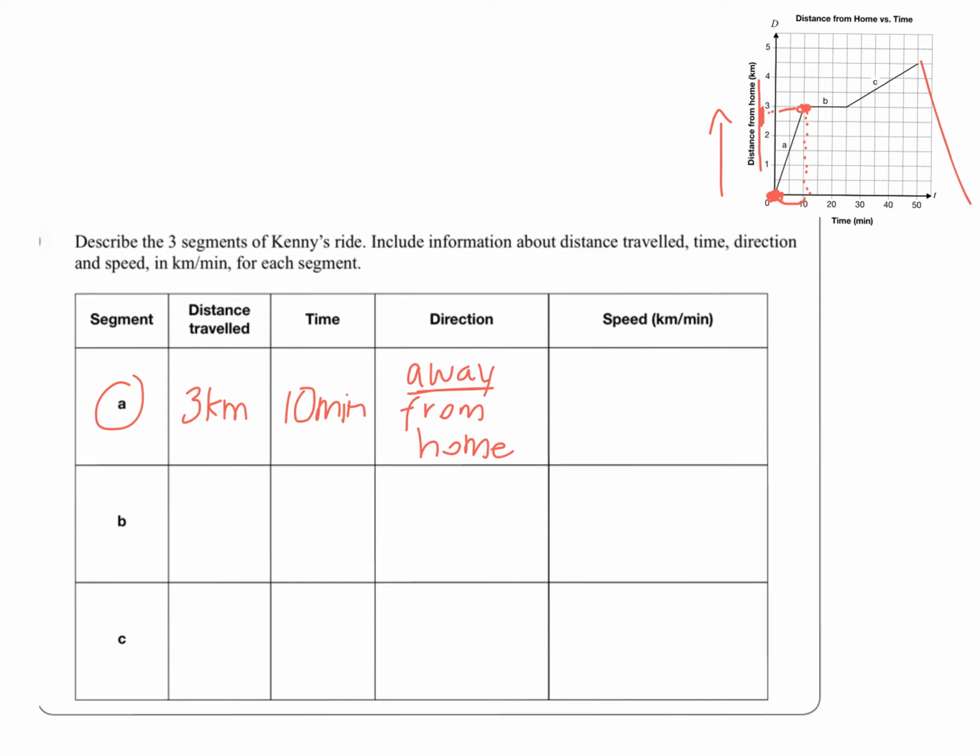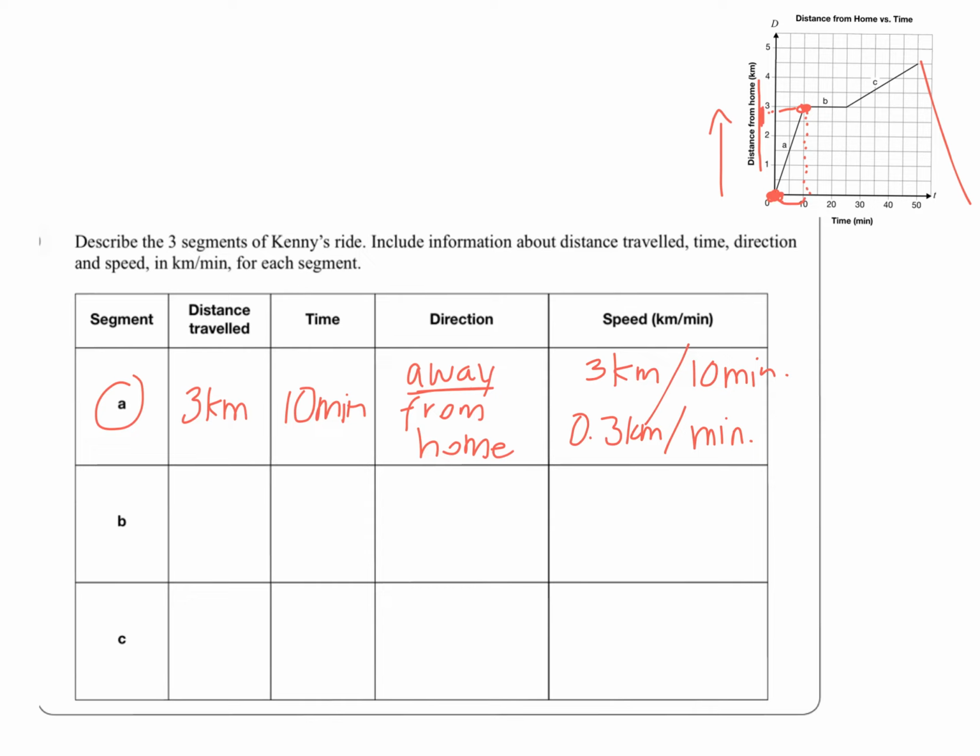So what would we say about his speed? How fast is he traveling? The speed is 3 kilometers for every 10 minutes, good. To figure out what that is per minute, we take 3 and divide it by 10, right? 3 divided by 10 is equal to 0.3 kilometers for every 1 minute. That's his speed right now. He's traveling 0.3 kilometers in a minute.